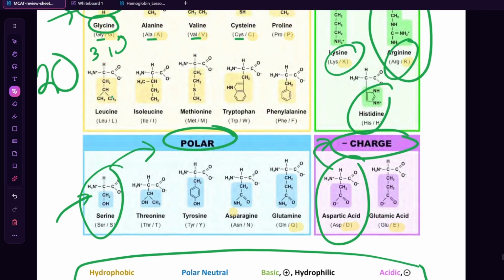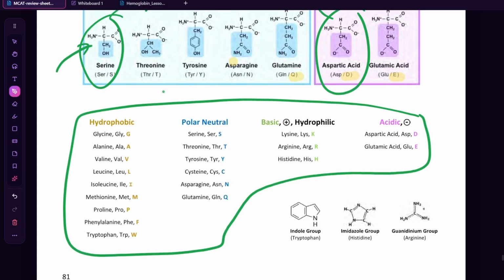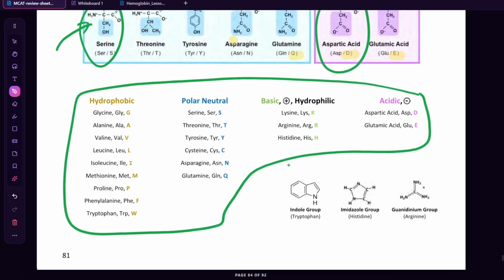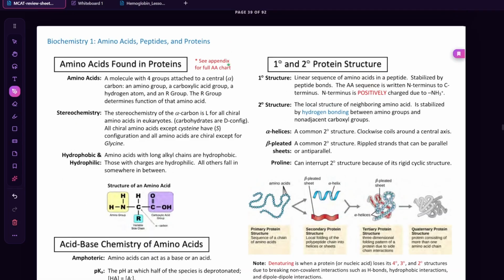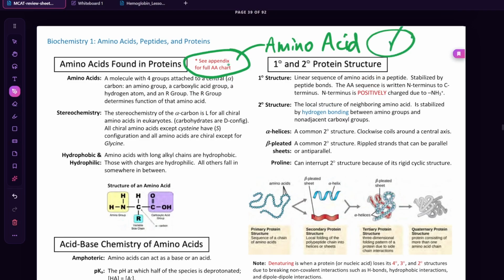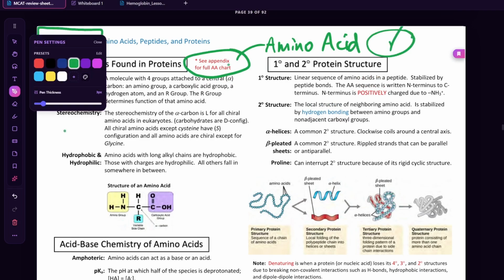But you also have to practice knowing the actual drawing diagrams of the amino acids. And this is some extra stuff here to know. Okay, so that's why I introduced the amino acids. You can see the appendix for the full AA chart, which stands for amino acid chart. So we just went over that, which is great. So study that chart. And now we're officially starting Biochem 1 at this point.